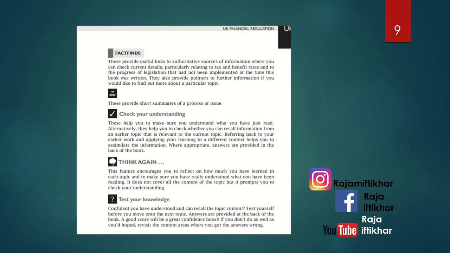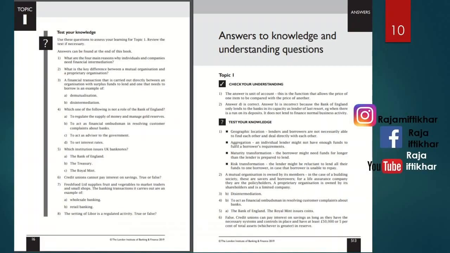So every topic has questions and answers. Test your knowledge is the questions. As you can see on the slide here, which are the four main reasons why individuals and companies need financial intermediation? That's on page number 16.